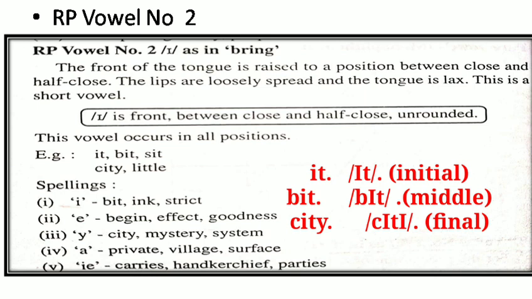As in it, as in bit, as in sit. In it, it is in initial position. As in bit, it is in second position, middle position. As in city, E is in final position, word final.